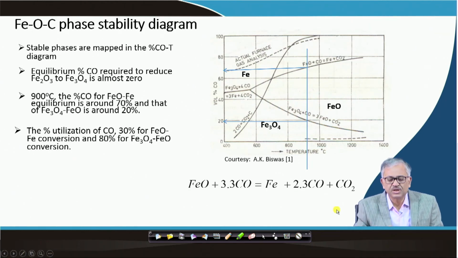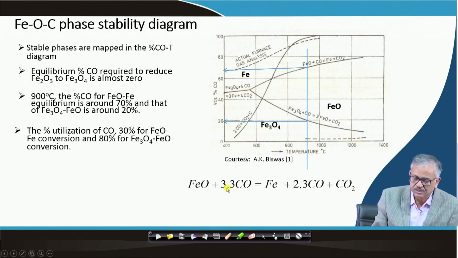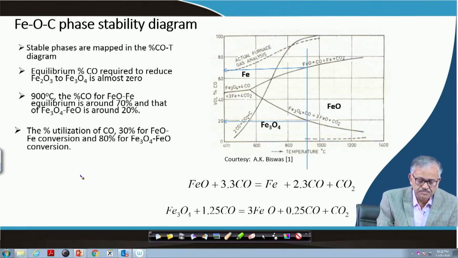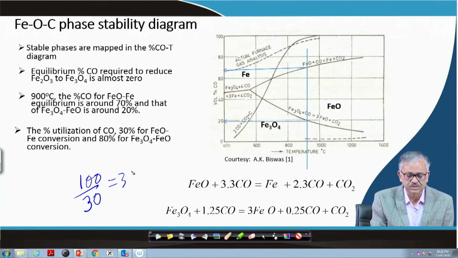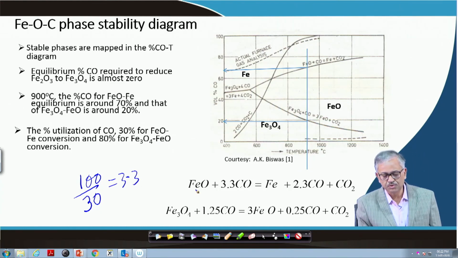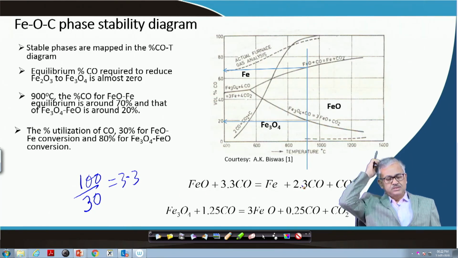And as a result, you can write the equilibrium equation. For FeO to Fe conversion, this is the equilibrium reaction that you can write: FeO plus 3.3 CO. How does the 3.3 factor come? It comes because you require 100 by 30, since only 30% you can utilize out of 100%. So, this gives you 3.3. So, FeO plus 3.3 CO will form Fe plus 2.3 CO in equilibrium with 1 mole of CO2. So, this is the equilibrium reaction.